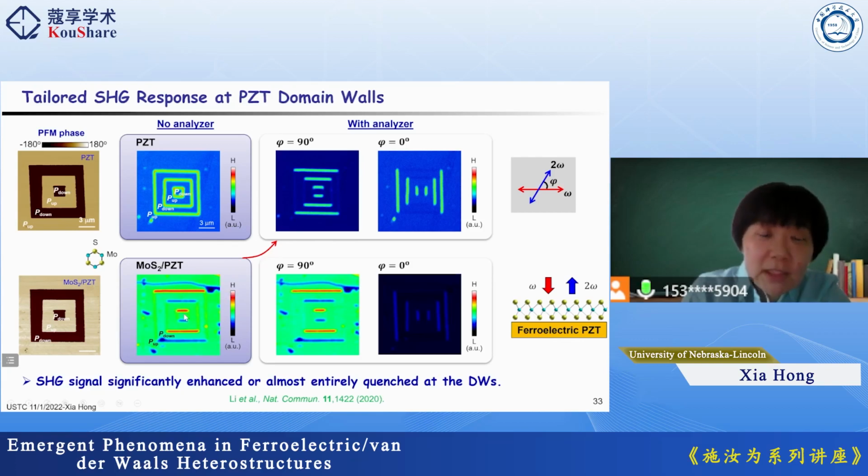And this analyzer also has a non-uniform tuning effect. We see enhanced and suppressed, alternating modulation of the SHG signal. And again, the light is fully polarized and it's perpendicular to the domain orientation.